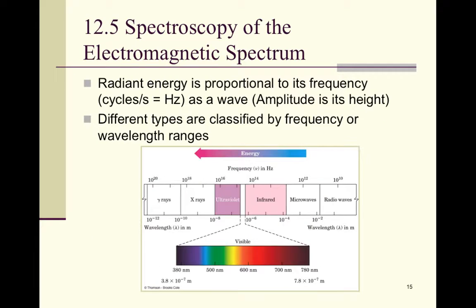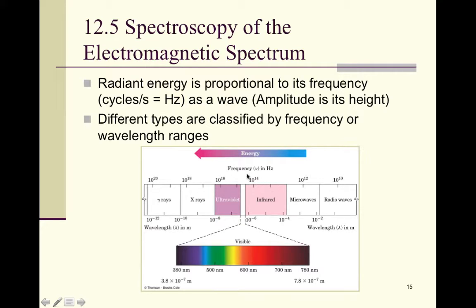Now we're going to look at spectroscopy of the electromagnetic spectrum. Radiant energy is proportional to its frequency, and we look at this as cycles in hertz. And if we look at it as a wave, we look at the amplitude and its height. There are different kinds of electromagnetic energy, and we can look at them either by frequency or wavelength. Here we have energy increases as we go from right to left. So we have gamma rays being the highest energy, radio waves being the lowest energy.